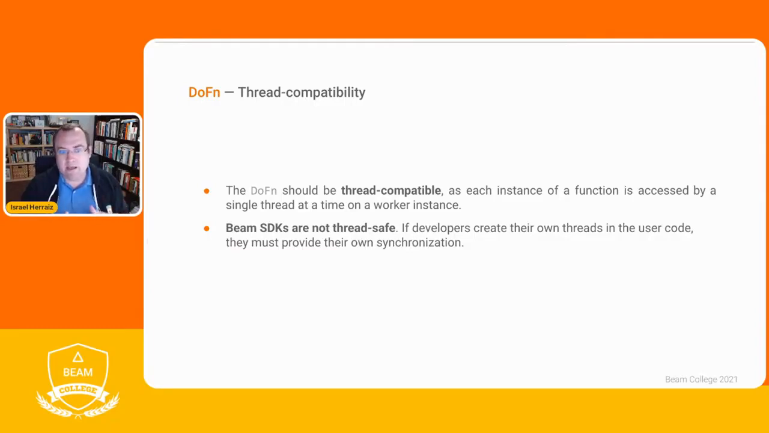Don't try to start any parallel thread or try to access any common resource from several instances of your code at the same time, okay? Because the SDK is not going to be thread safe in a general situation. So if you create your own threads, if you do your own parallelization, you have to take care of it. And this is very difficult to do in a distributed system that is running your code in lots of parallel workers. So this is a recipe for disaster if you try to do this.